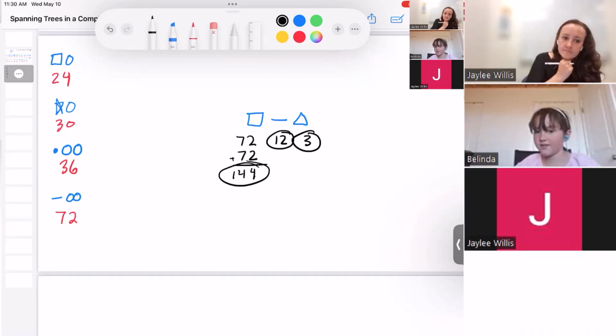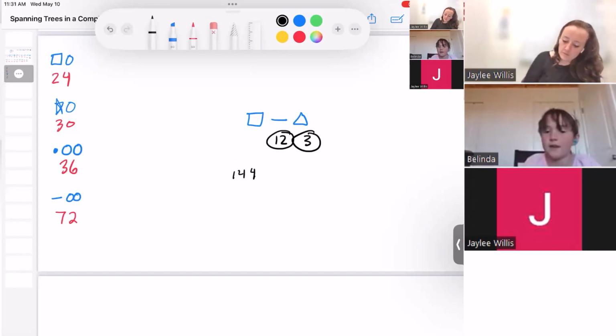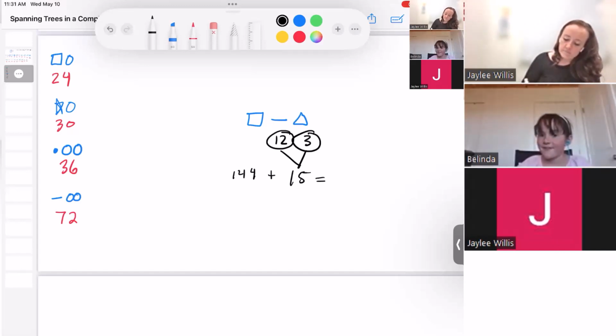And can you erase those 2 and go to the 72? Oh, you want me to write those into a 15? Yeah. Okay, so that makes 15. And then we would do repeated addition with 144 and 15. 144. And what would that equal?